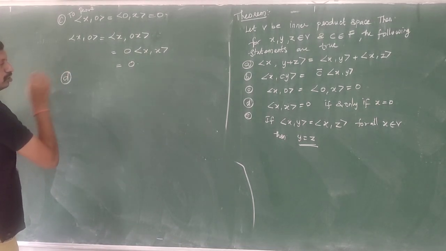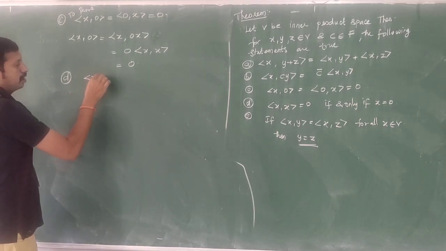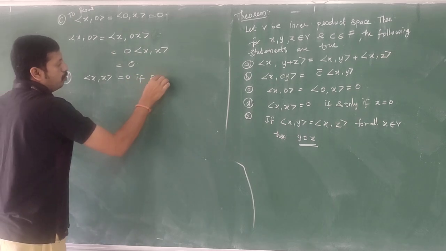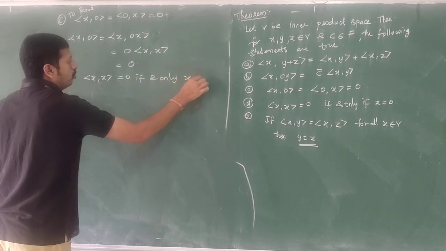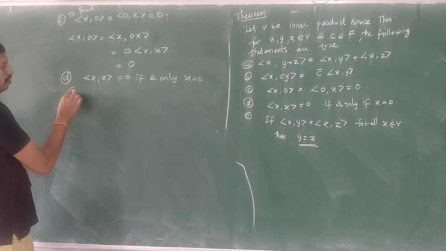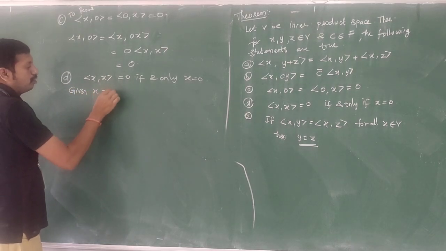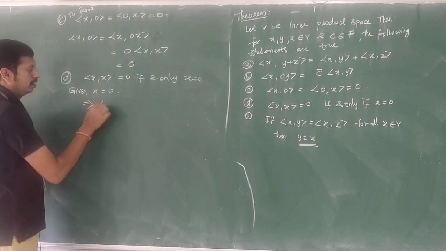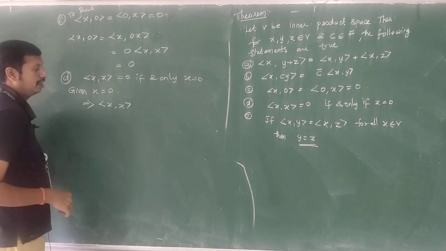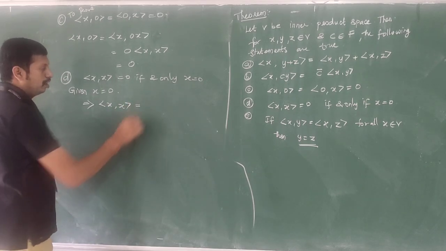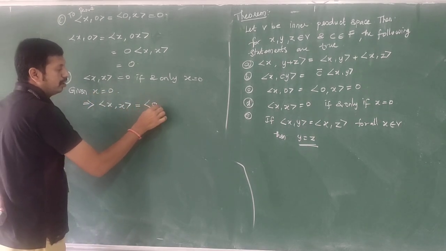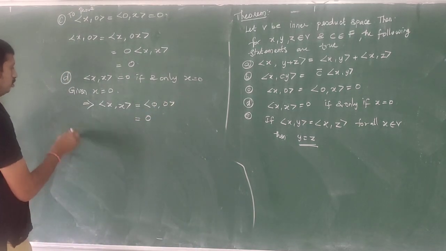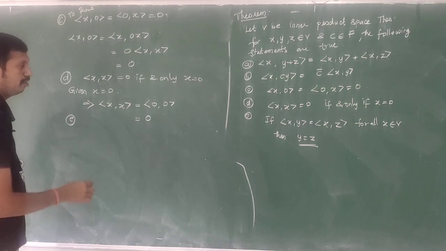And D. So, we have to prove this one. x comma x equal to 0 if and only if x equal to 0. So, we have to take one direction and solve, that is enough. Given x equal to 0, what we will get is we have x comma x, right. So, we have to solve, that becomes 0, right. So, now instead of x we will be applying 0 comma 0, and the answer is 0. Okay.